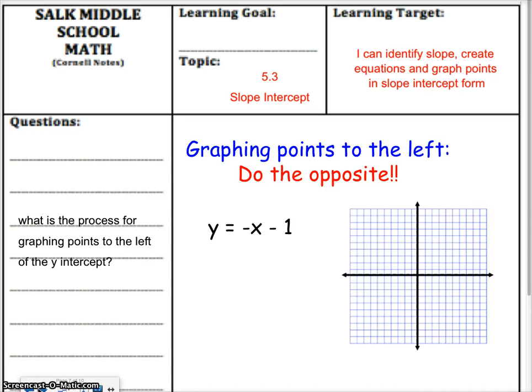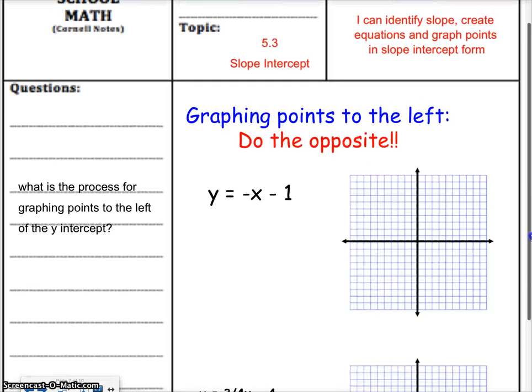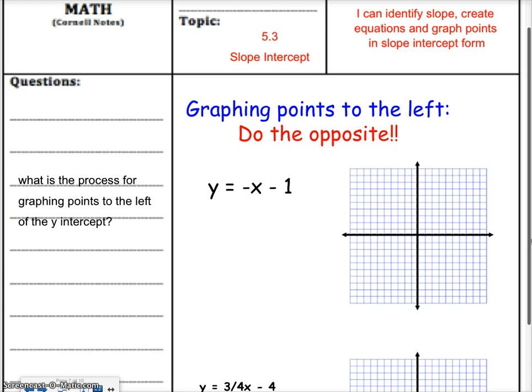Sometimes you can't go to the right. You want to include points that are to the left of the y-axis and to the right. Oh, I did it wrong. To the left of the y-axis and to the right of the y-axis. In order to graph to the left, you just do the opposite. I always go to the right first so I know my pattern, and then I work towards the left.